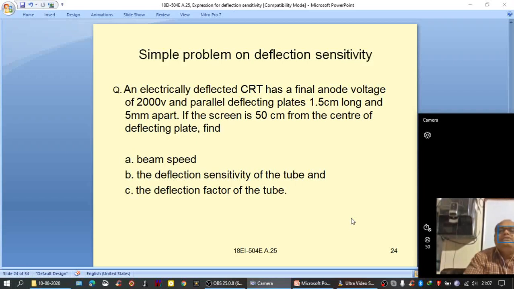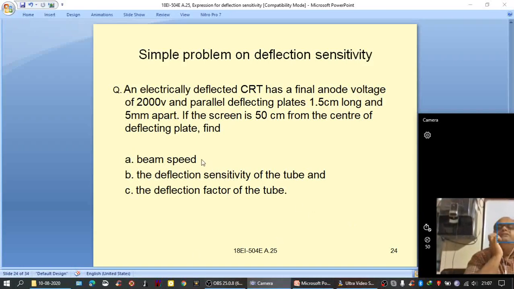And the distance between the two deflecting plates is given as 5 millimeters, so D is equal to 5 millimeters. Then, the screen is 50 centimeters from the center of the deflecting plates, that means L is given as 50 centimeters. With this given data, we have to find out the beam speed, the deflection sensitivity of the tube, and the deflection factor of the tube.